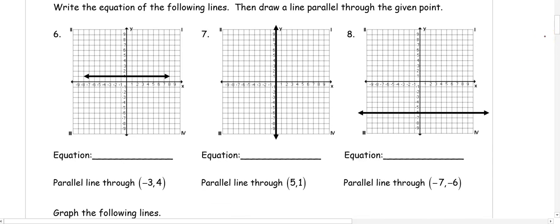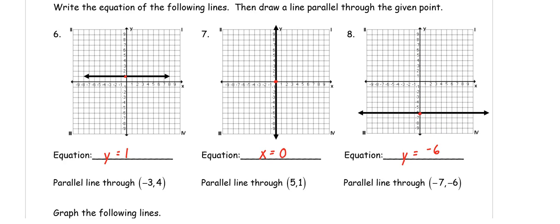So write the equation of the following lines and then draw a line parallel through the given point. So first we need to write our equation. So if this is passing through the y-axis, it's y equals, and it's passing through at 1. So y equals 1. Here we have a vertical line again, and it's passing through 0. So we have a vertical line, remember x equals, and it's passing through 0. And then number 8, we have a horizontal line, and the point is -6. So it's passing through the y-axis, y equals -6.